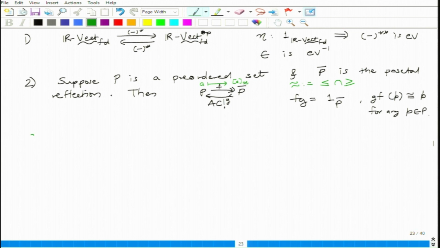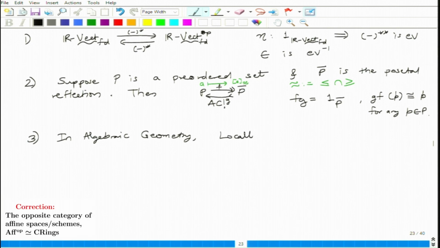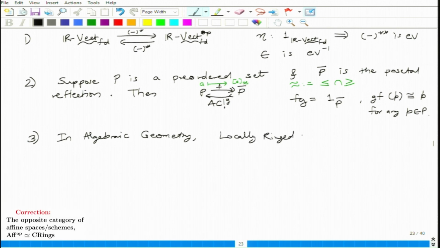I am going to give you some more examples from different areas of mathematics. Okay, the first one, in algebraic geometry: the opposite category of locally ringed spaces is equivalent to the category of commutative rings.